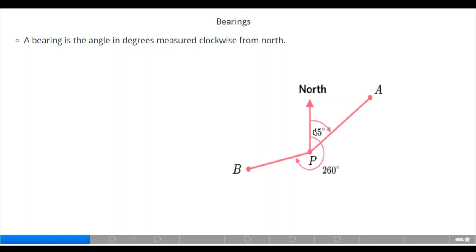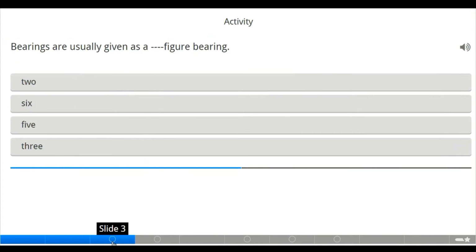Now look at the example of what we have here. If you look at this, you see that we are actually reading this clockwise. This is P. We are reading clockwise from where? From the north. And if you look at this angle A here, it is also 45 degrees, and we read it from the north as well. This is an example of how we read bearing from the cardinal point.